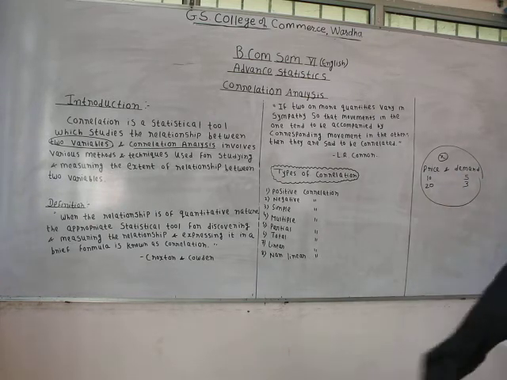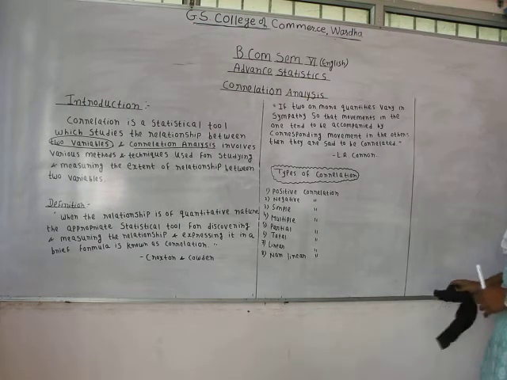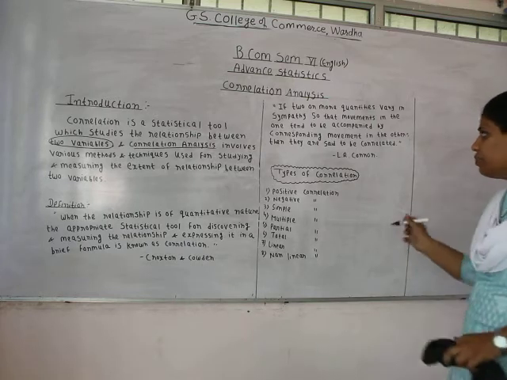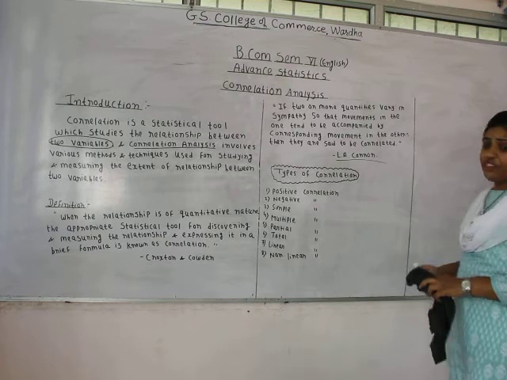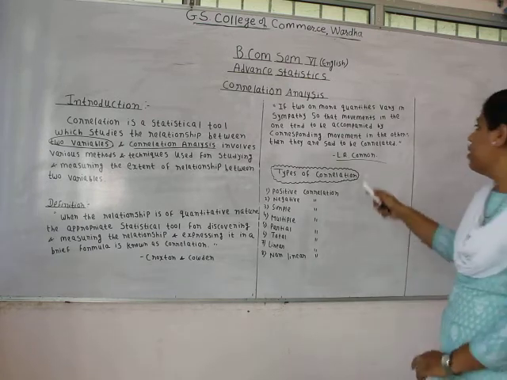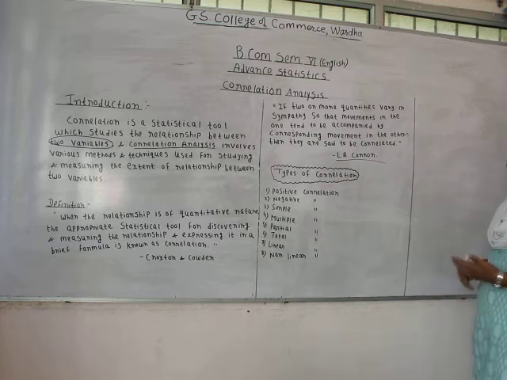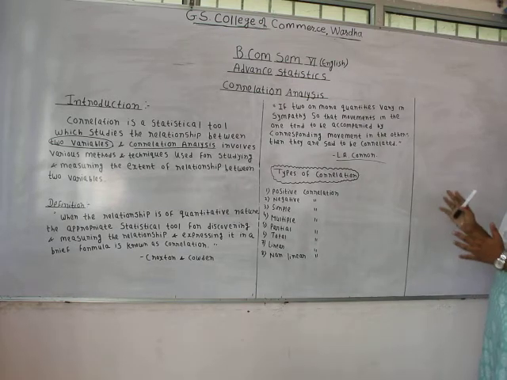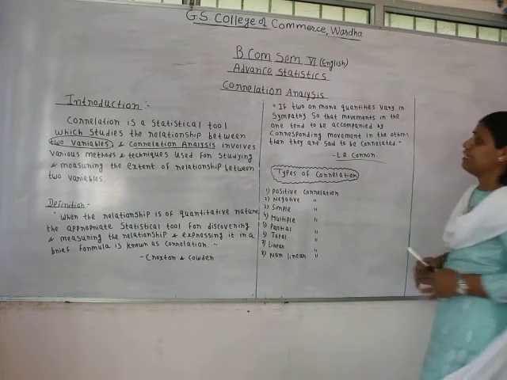So now we will see another definition which has been given by L.R. Connor. So what does he say? He says if two or more variable quantities vary in sympathy, so that movements in one tend to be accompanied by corresponding movement in the others, then they are said to be correlated.